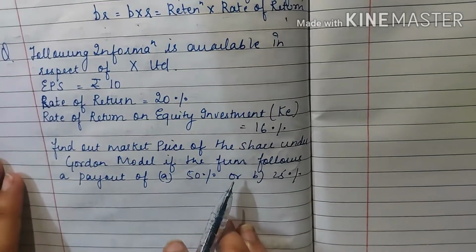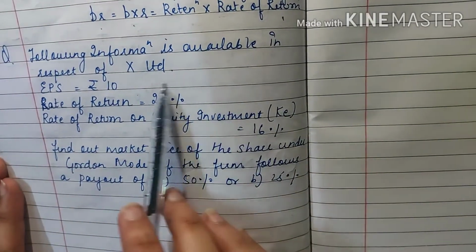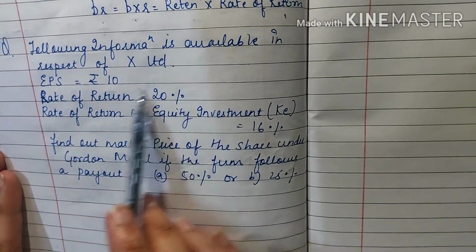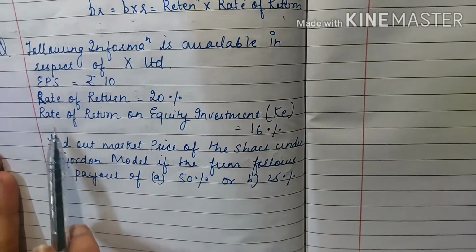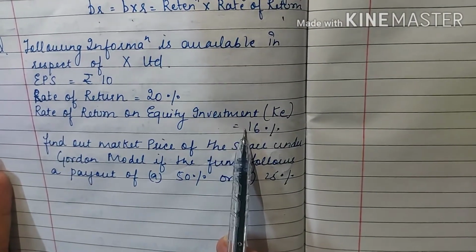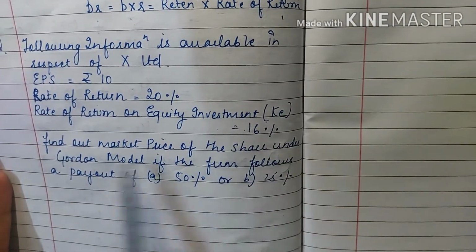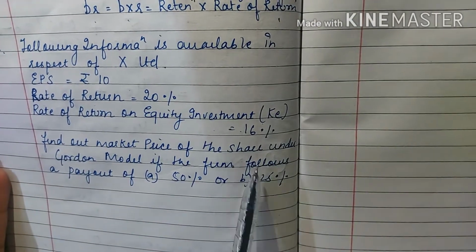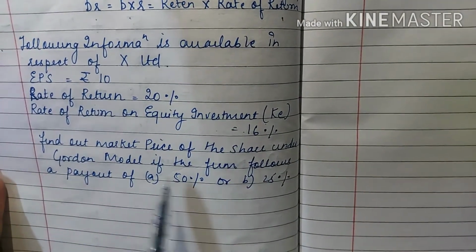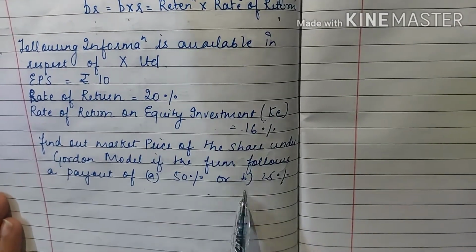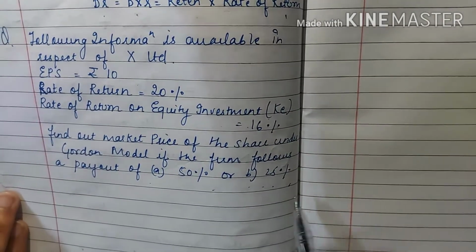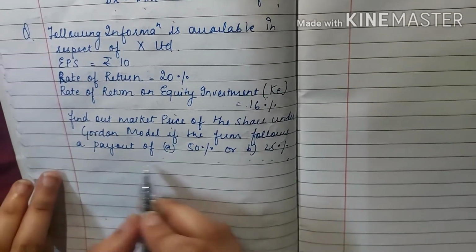So let's start the question. Following information is available to you in respect of X Limited. Earning per share rupees 10, rate of return 20%, rate of return on equity investment, that is KE, 16%. Find out the market price of the share under Gordon model if the firm follows a payout of 50% and 25%.